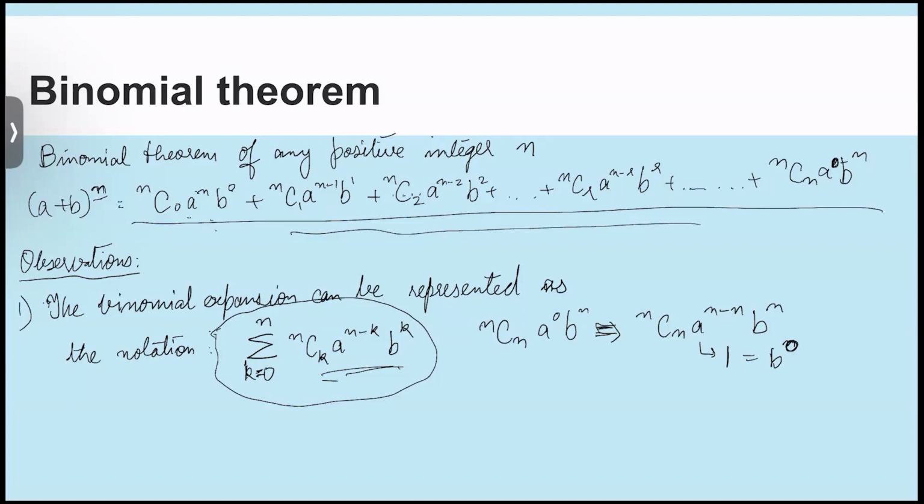Therefore, you can write that (a plus b) raised to n can be written in the form of a summation over k going from 0 to n, where we are summing the term nCk a^(n minus k) b raised to k. Okay, so this is the first observation.